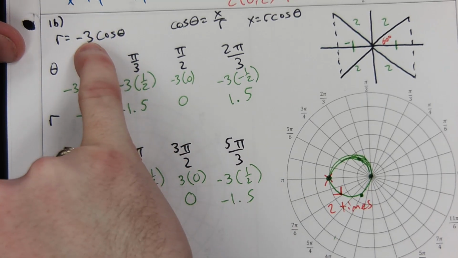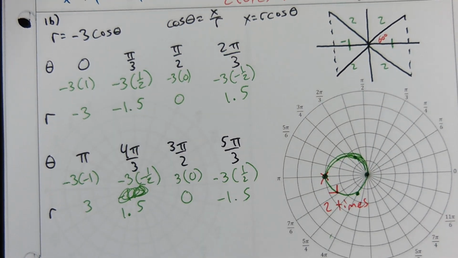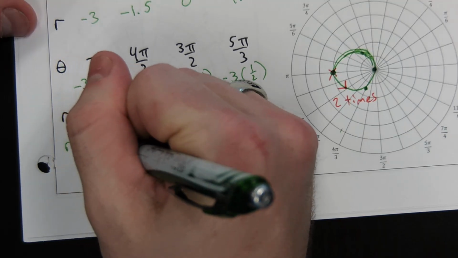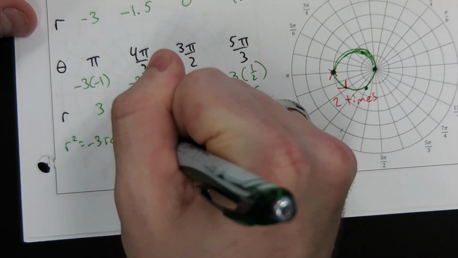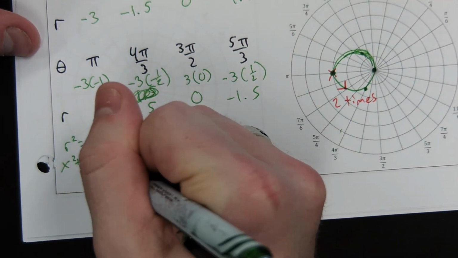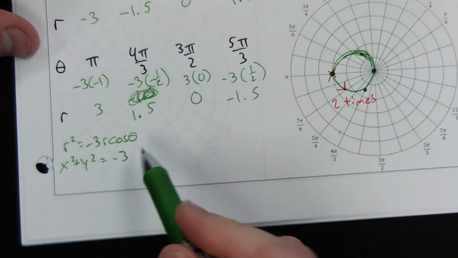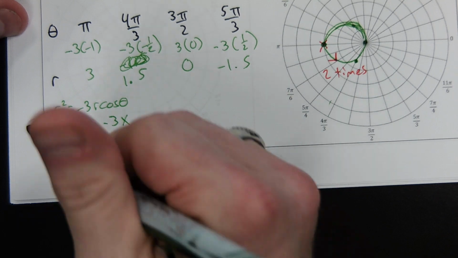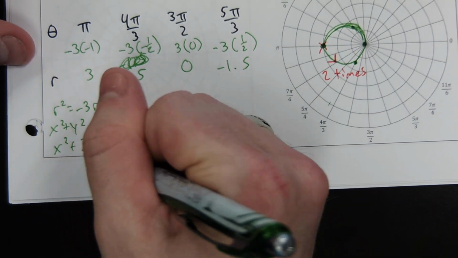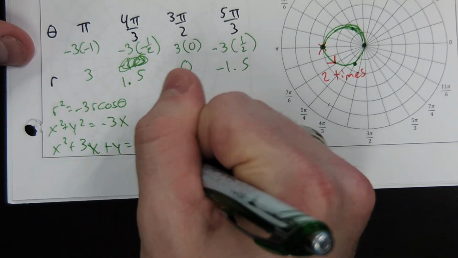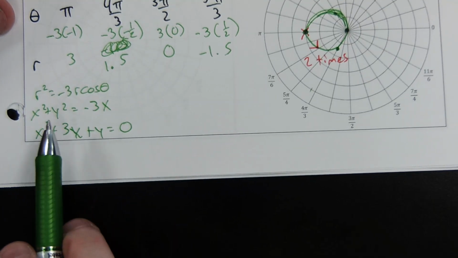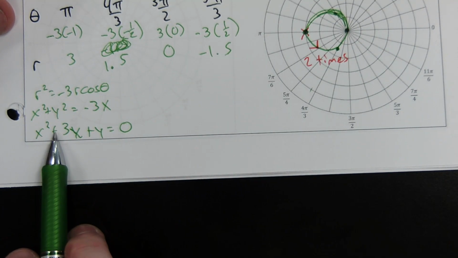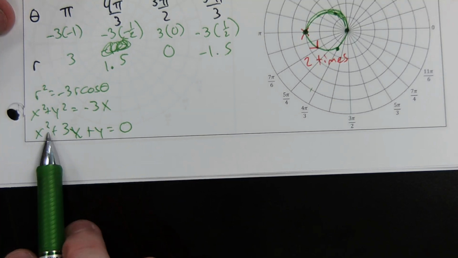Now, once again, you'd have multiplied both sides by r. So you would have had r squared equals negative 3 r cosine theta. R squared equals negative 3 r cosine theta. X squared plus y squared equals negative 3, r cosine theta is x. You'd add 3x to both sides. And for this, you'd need to complete the square. You'd cut this in half, and then you'd square that number, and you'd add to both sides. This would then be factorable.